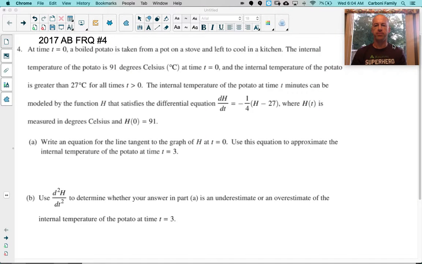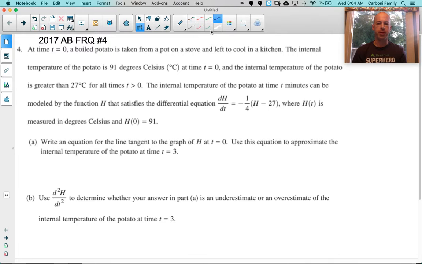All right, let's look at this problem from 2017. It's a differential equations problem. They give you an initial condition here. Here is the differential equation. It represents the internal temperature of a potato. And question A is to write the equation of a line tangent at 0.